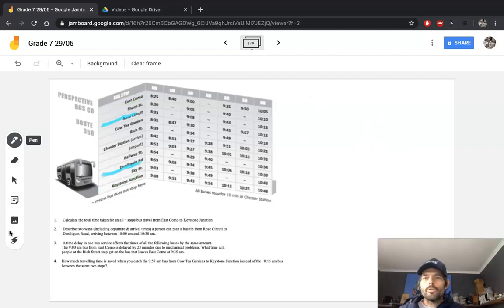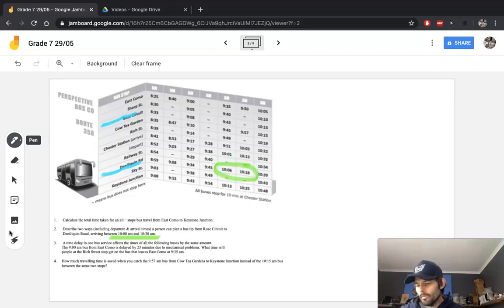Question asks us to describe two ways, including departure and arrival times, a person can plan a bus trip from Rose Circuit, which I've highlighted in blue, to Deniliquin Road, I've also highlighted in blue, but the key here is the arrival time needs to be between 10 and 10:30 a.m. So if we have a look at Deniliquin Road, there is the two times between 10 and 10:30 a.m.